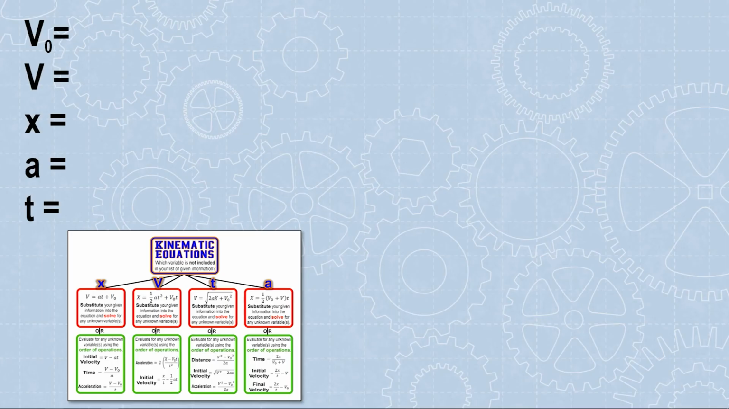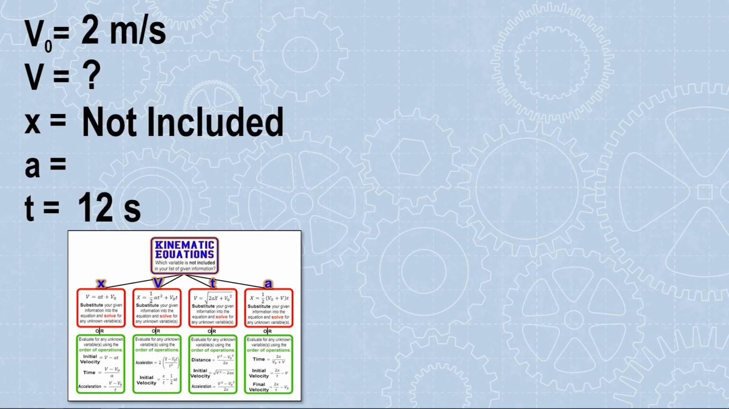Always start by listing your given information. We know that we started with an initial velocity of 2 meters per second. We have a final velocity that's unknown. Our distance or displacement is not included. We calculated our acceleration using our force diagram, and we're traveling for 12 seconds. We said that displacement or distance is not included. There's our equation.